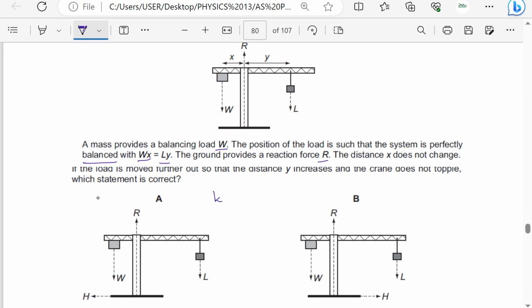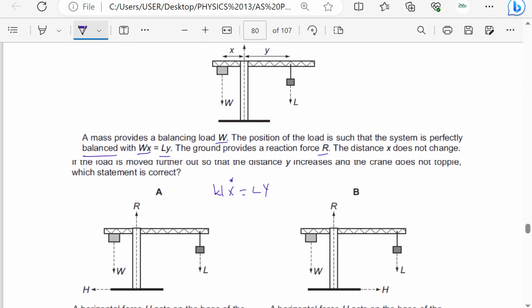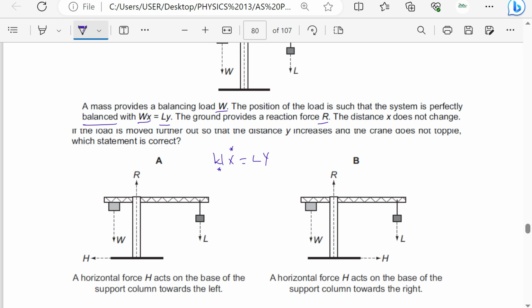So we have that Wx is equal to L times y. X does not change, and the mass provides a balancing load W. Okay, so this one is also fixed here. So which statement is correct?